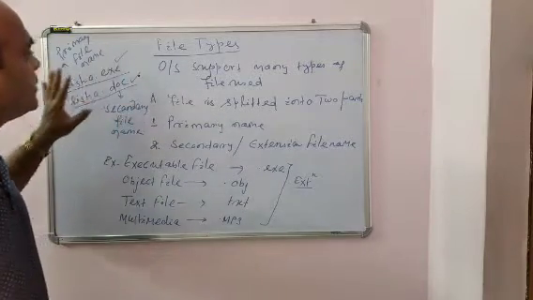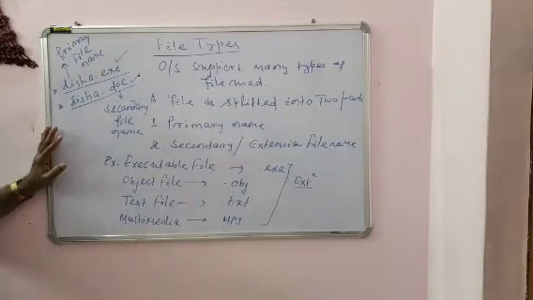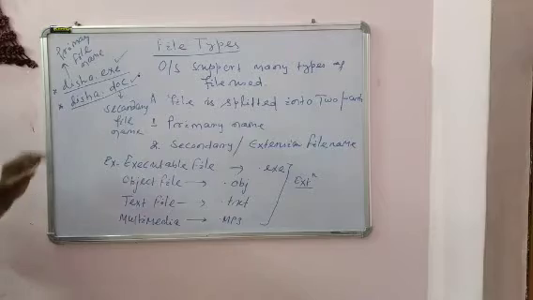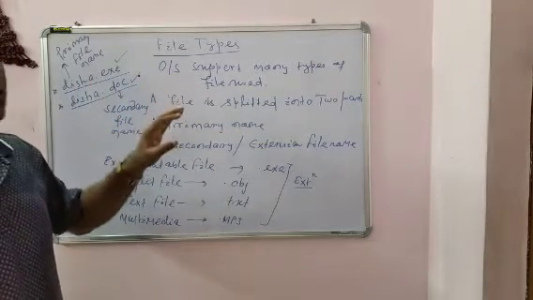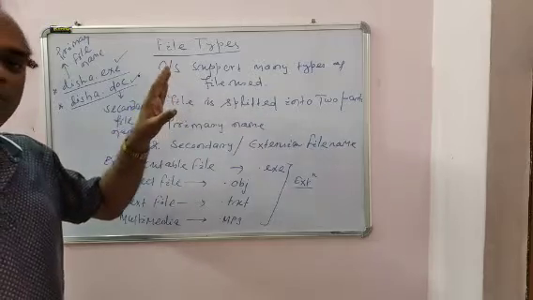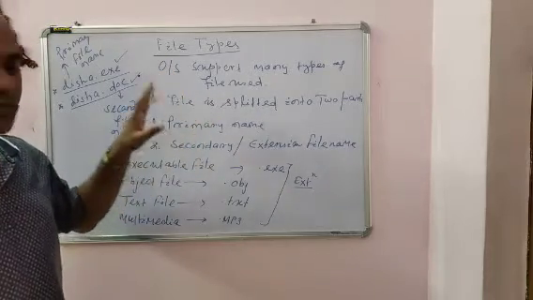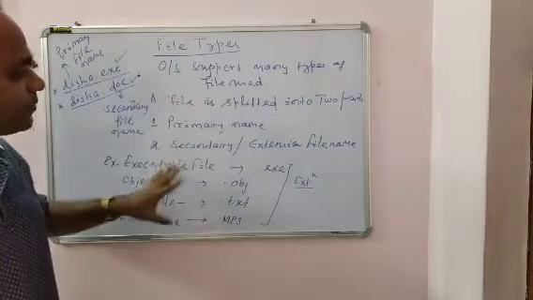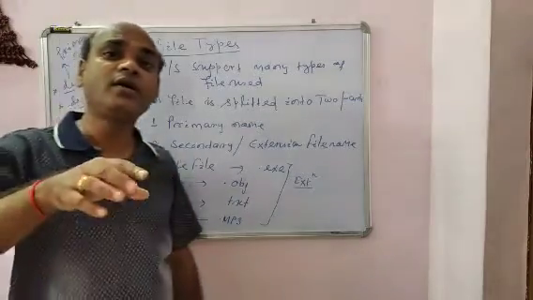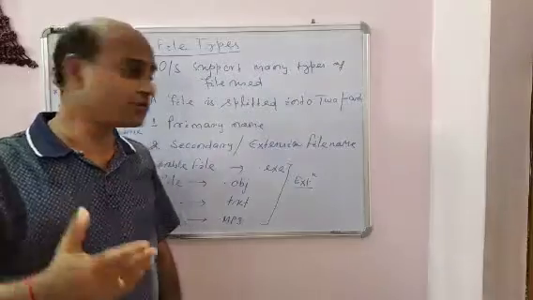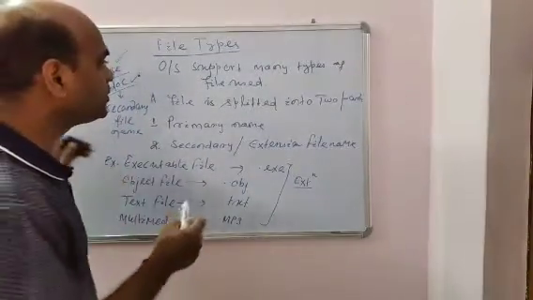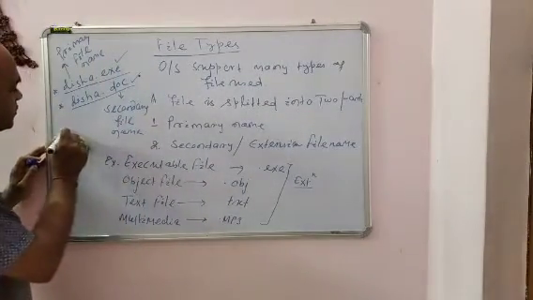So in this way, there are so many types of files that will be supported by the operating system and used in computer memory. All these things are file names. Already we have created DOS files, Unix files. There are some batch files. Suppose a batch file, whose extension will be .bat.